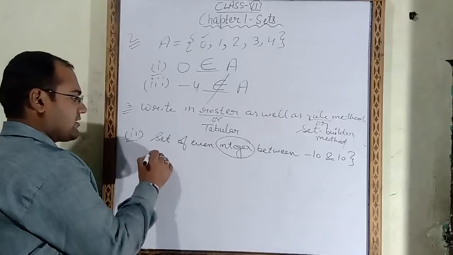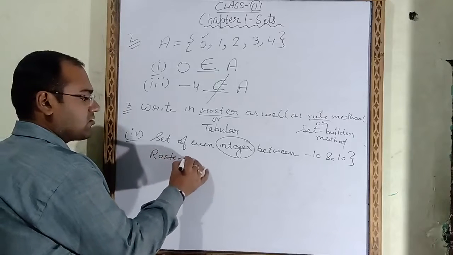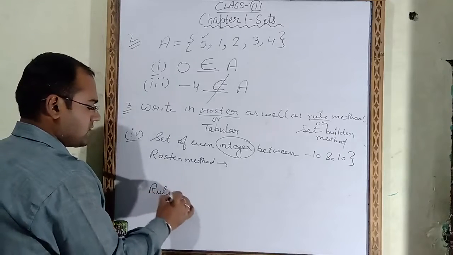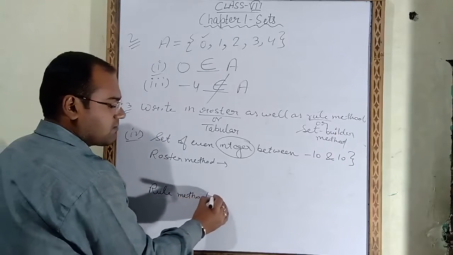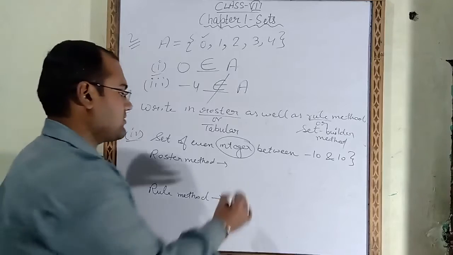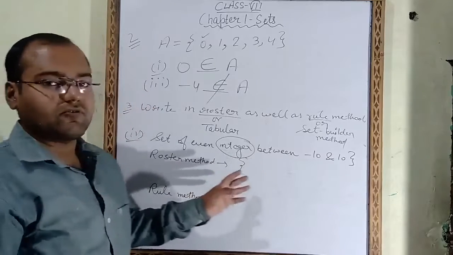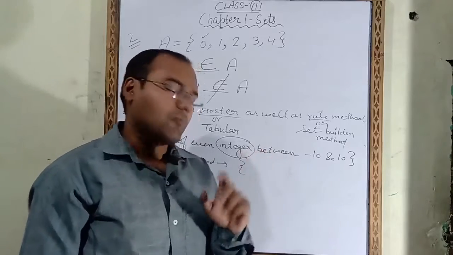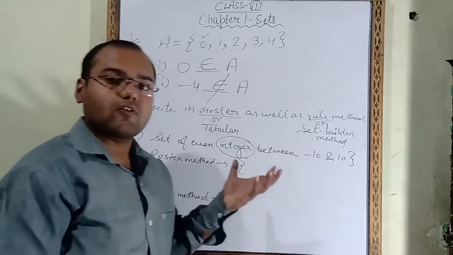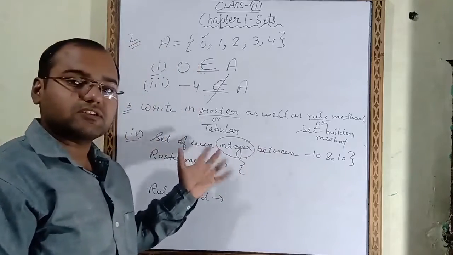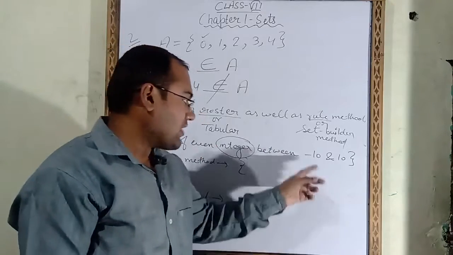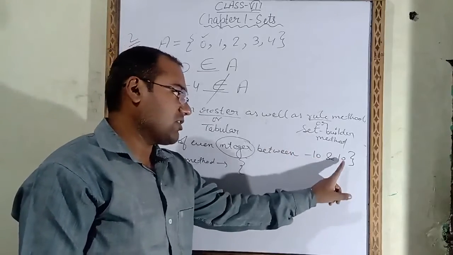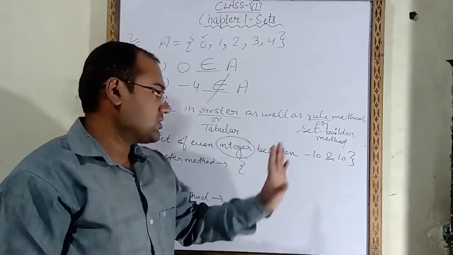So we have to write the roster method and the rule method also. We have to write both methods. First, in roster method we write all the numbers and separate them with commas. Even means those numbers which come in the table of 2. We have to start from minus 10, but he said between, so we will not take this minus 10, and we will not take 10 either.